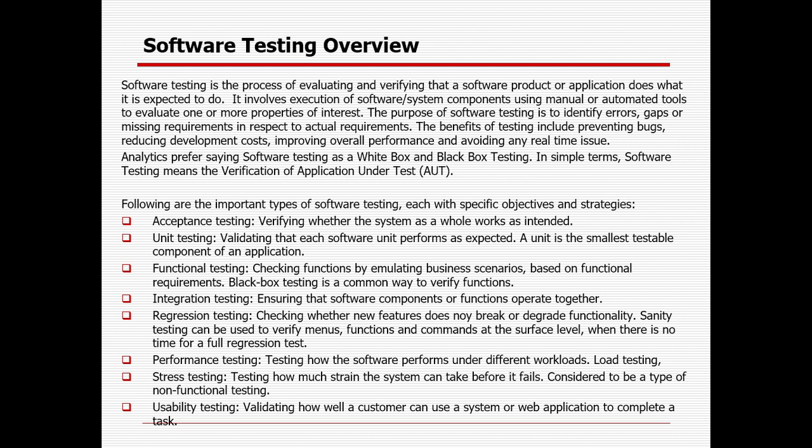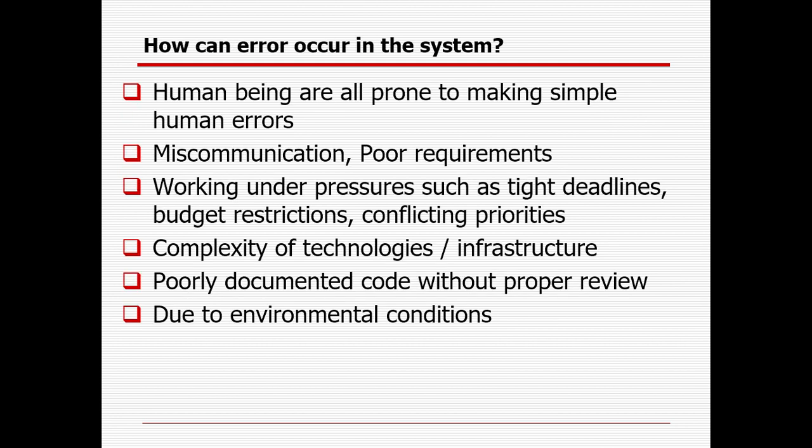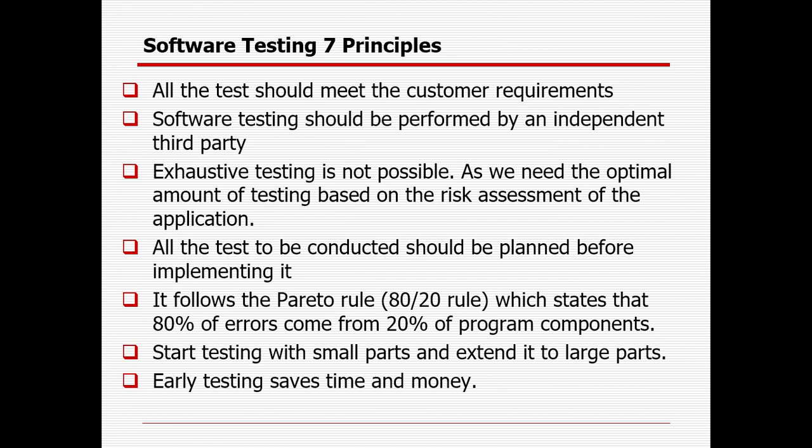An error is a misinterpretation. Because of the error, a fault will come, and in case we are not fixing the fault, it will become a failure. There are common problems because of miscommunication, time crunch, environmental challenges, resource problems and infrastructure, and human error will come. Among the 7 principles, 80% of problems come from 20% of the area. Software testing should start early, defects should be raised early, and it should be done by a third party independent testing team.